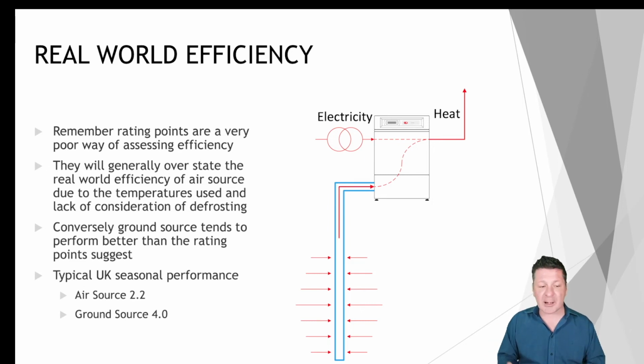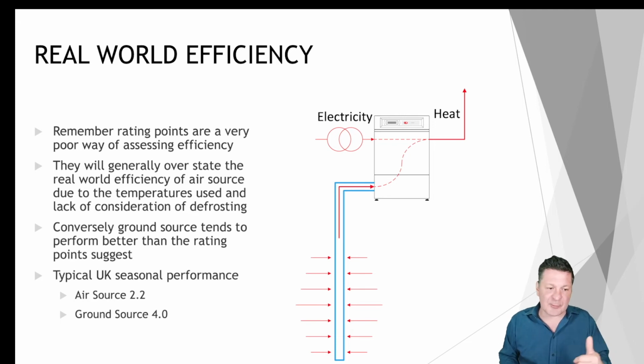So to give you a number, typical UK seasonal performance for air source would be about 2.2, so it's delivering 2.2 kilowatts of heat for every kilowatt hour of electricity consumed, and ground source would be 4. There's a plus and minus on that. I would say you've got at least 25% plus or minus on that, maybe even 50% plus or minus.